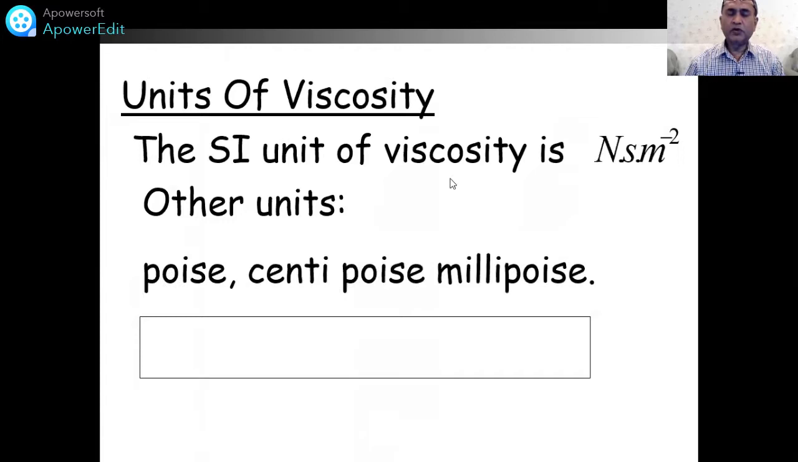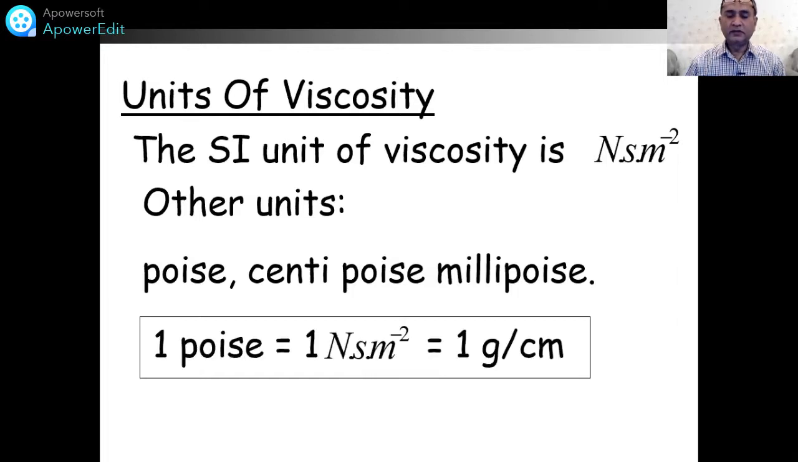What are the other units? Poise. Newton second per meter square is the SI unit, and the other unit is poise, or centipoise, a submultiple, or millipoise. This is important: one poise is equal to 1 newton second per meter square, or 1 gram per centimeter. These are the units of viscosity. The SI unit, remember, is newton second per meter square. All right.